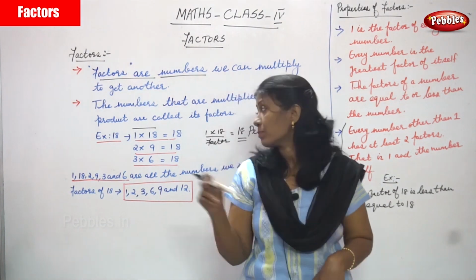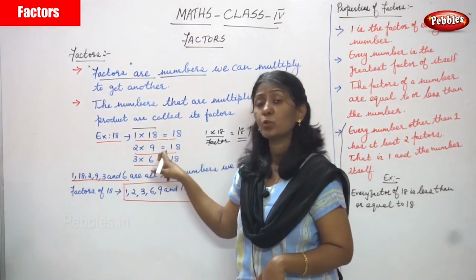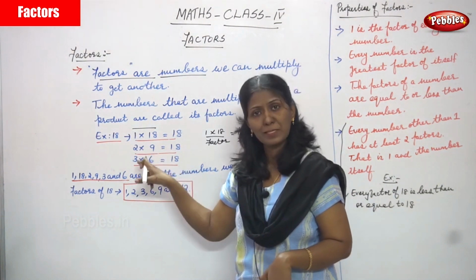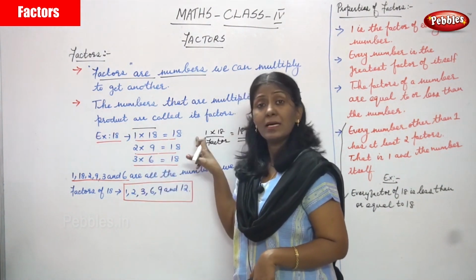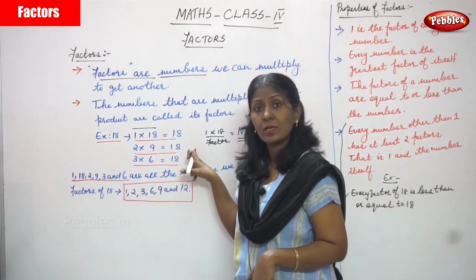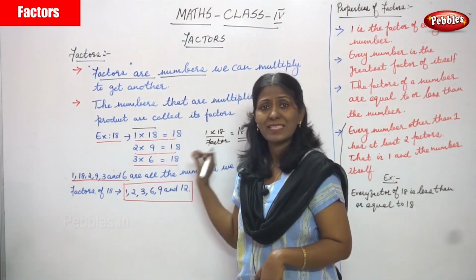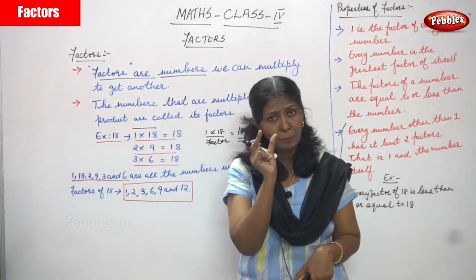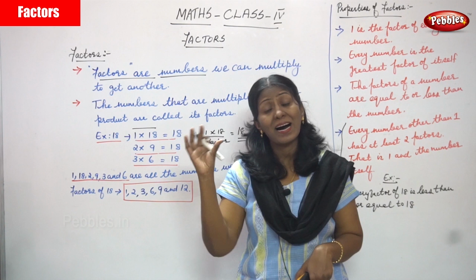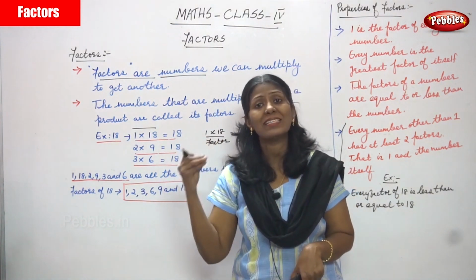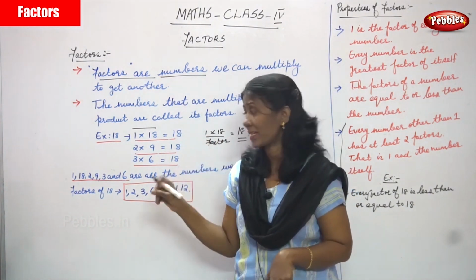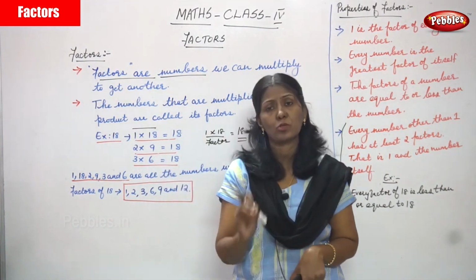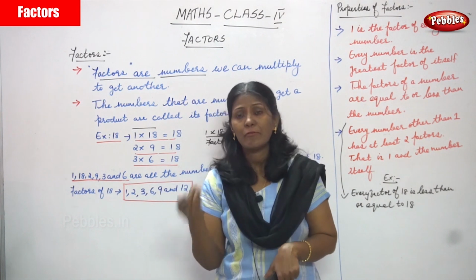For example, 2 into 9. 2 is a number and 9 is one more number. These two numbers are multiplied to get another result. 2 into 9, you get the answer 18. These two numbers are multiplied to give another result, another answer, which is called a product. So 2 into 9, these two numbers are called factors.